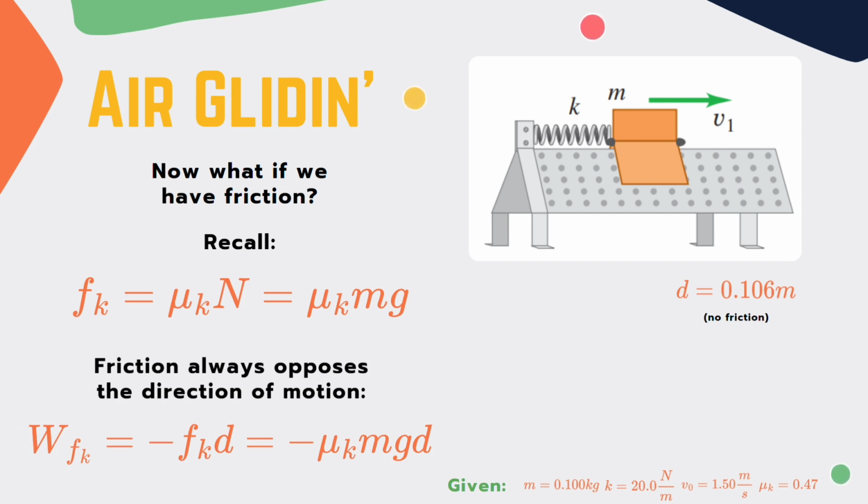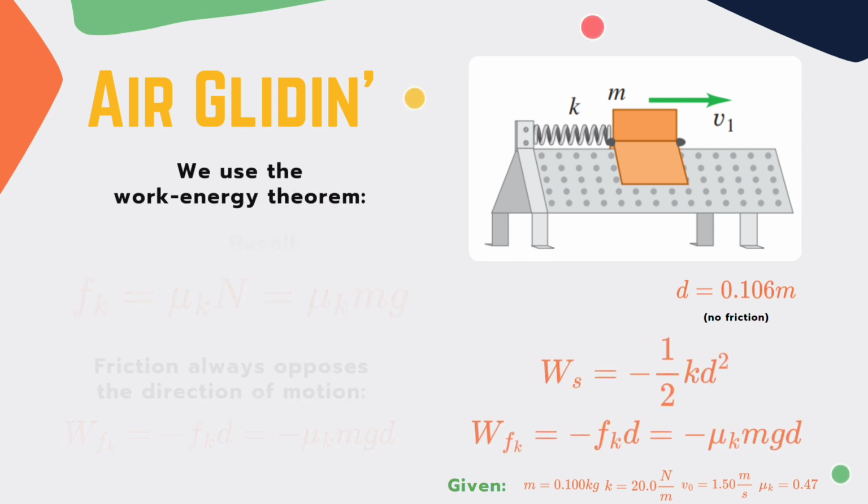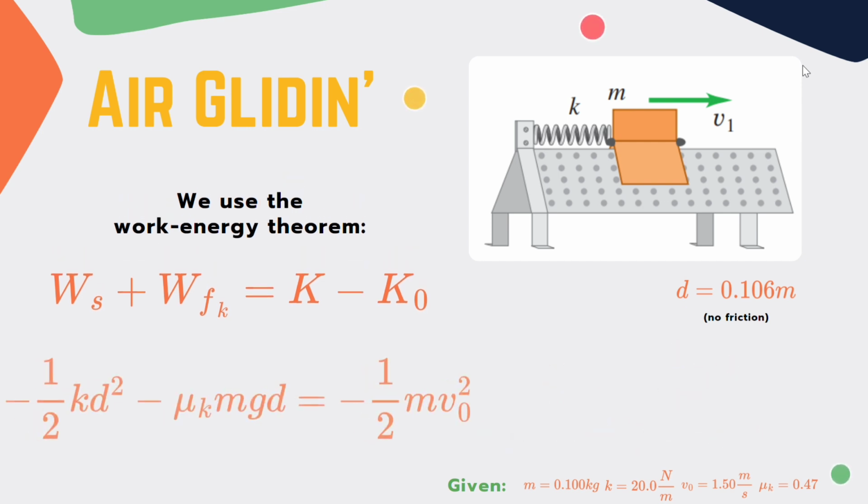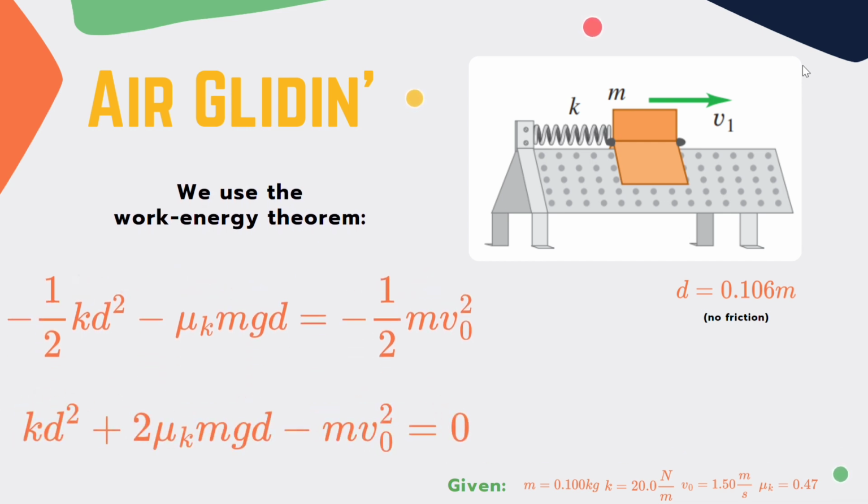Now, both the spring and friction do work on the glider. We can now use these to write the Work-Energy Theorem once again, summing up all the work to get Ws plus Wfk is equal to K minus K naught. We can substitute our expressions for work and use the same argument as before for the kinetic energies to get negative 1/2 kd squared minus mu k mgd is equal to negative 1/2 mv naught squared. We can actually clean this up a bit, multiplying everything by 2 and rearranging to get kd squared plus 2 mu k mgd minus mv naught squared is equal to 0.